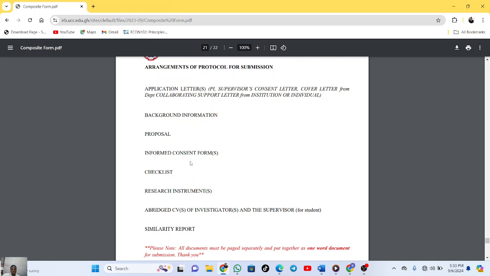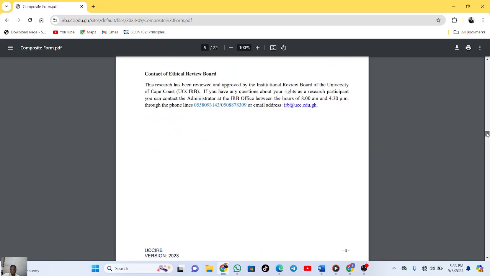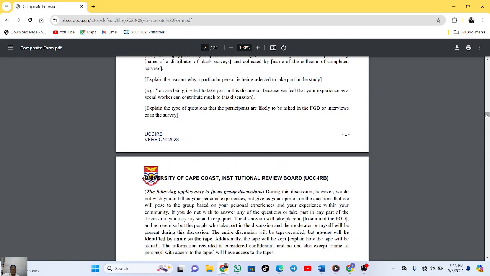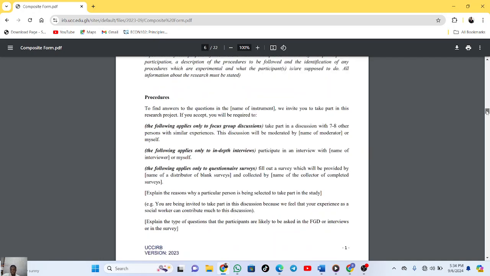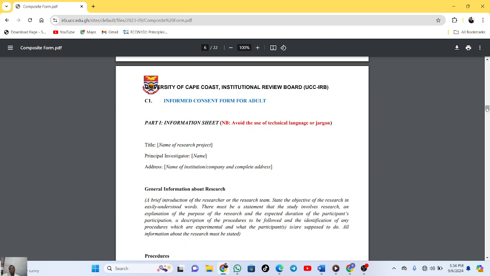So let's look at the specific instructions under informed consent form. Under informed consent form, there are 3 main types that the UCCIRB requires that you have in your protocol that you are submitting for ethical clearance. The first one is an informed consent for adults. So if you are collecting data on adults, this is the informed consent that you are supposed to have in your protocol.